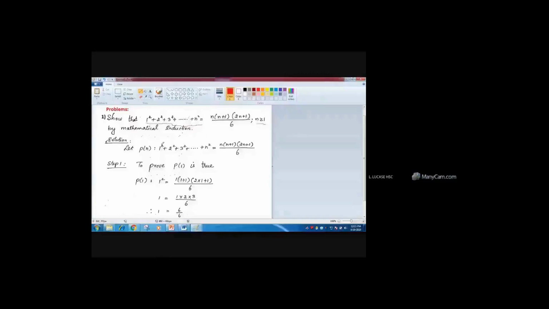So what we have to do first is we have to assign P of n. Okay, P of n denotes the given statement. What is the given statement? 1 square plus 2 square plus etc., the sum of the squares of the first n natural numbers is equal to n into n plus 1 into 2n plus 1 by 6. And in the first step we have to show P of 1 is true.